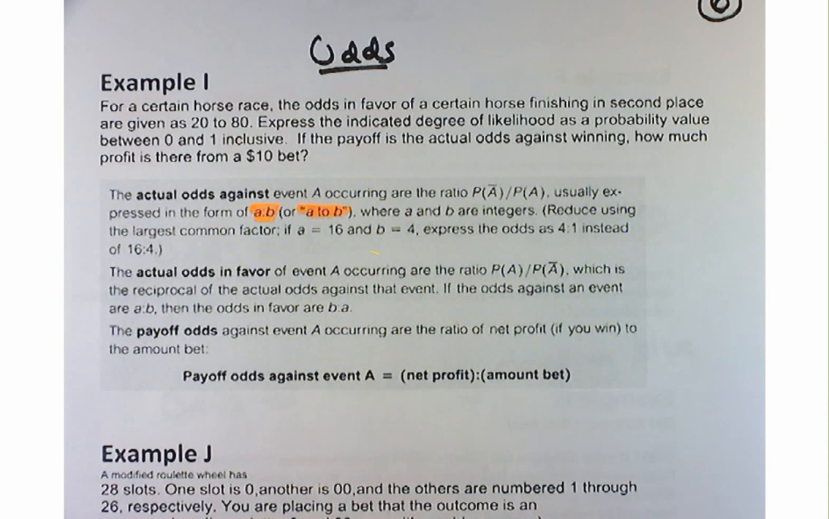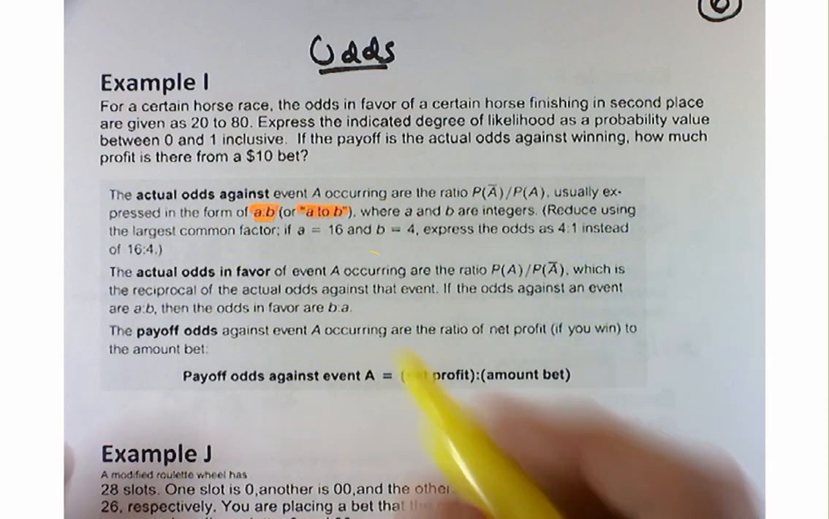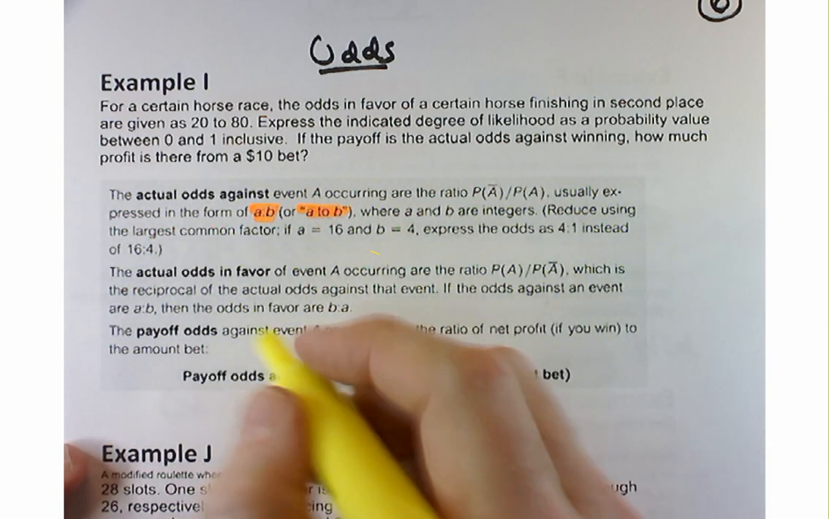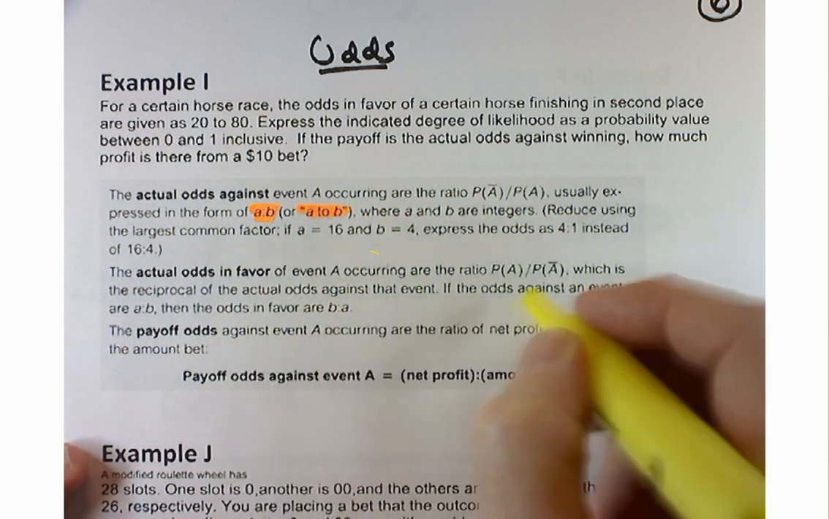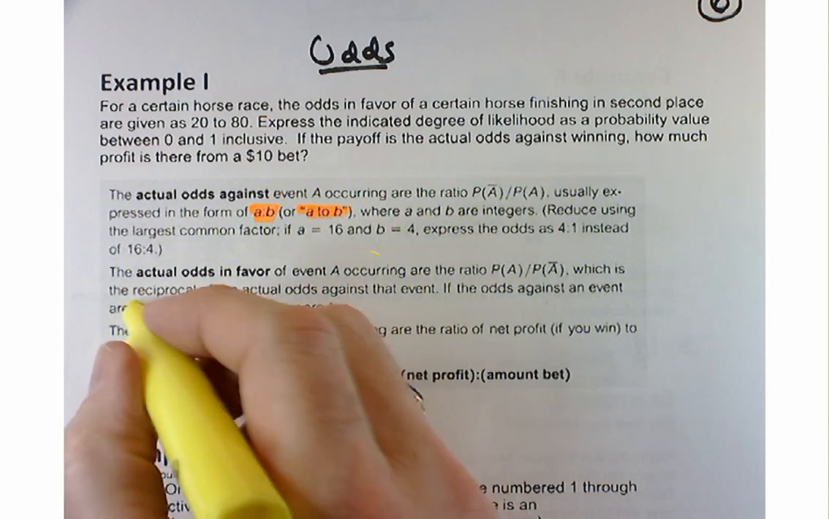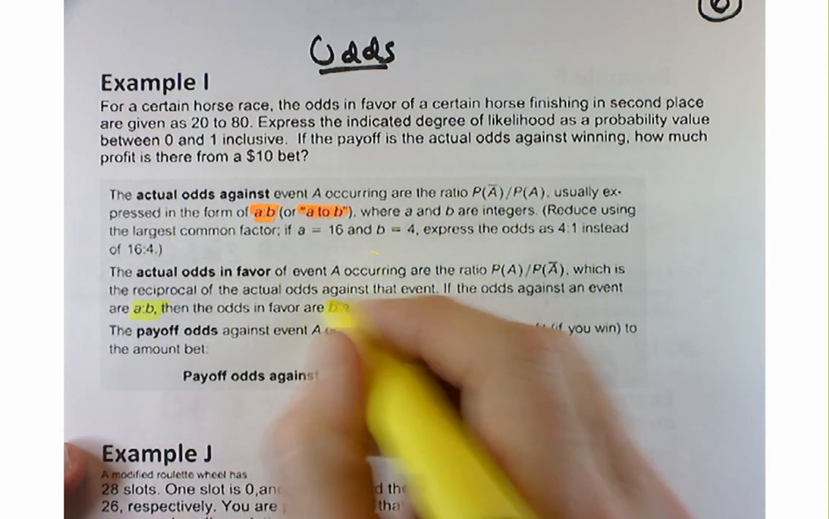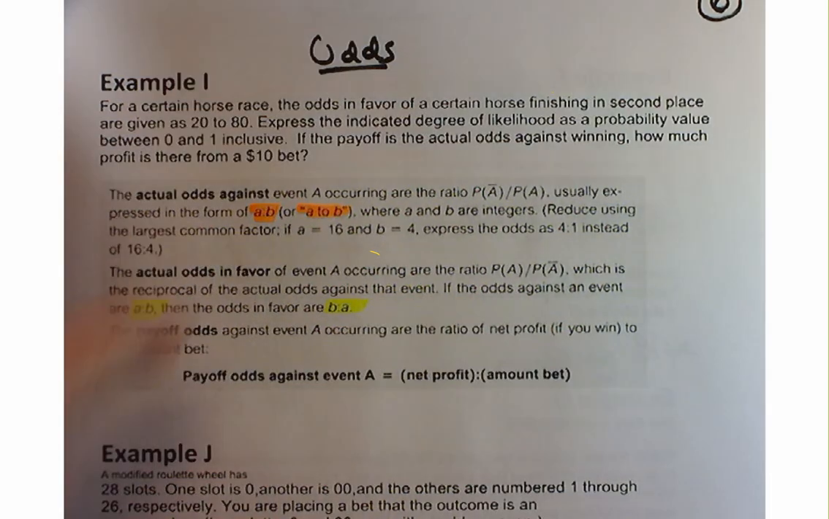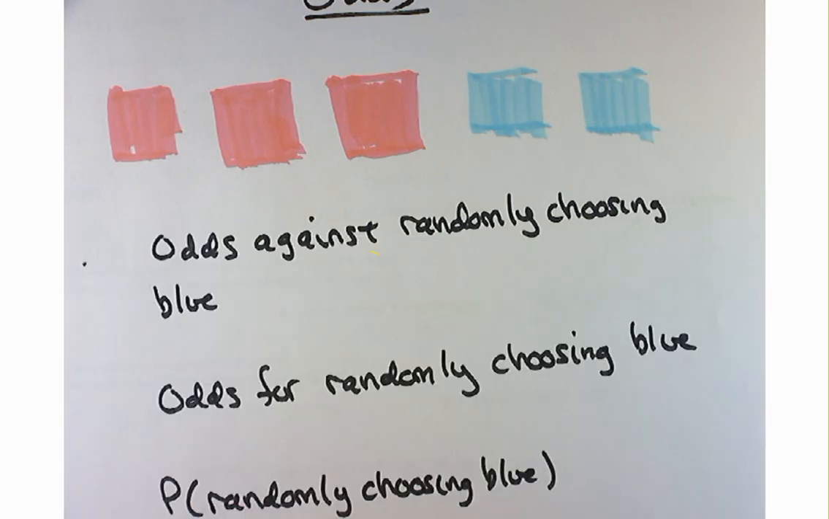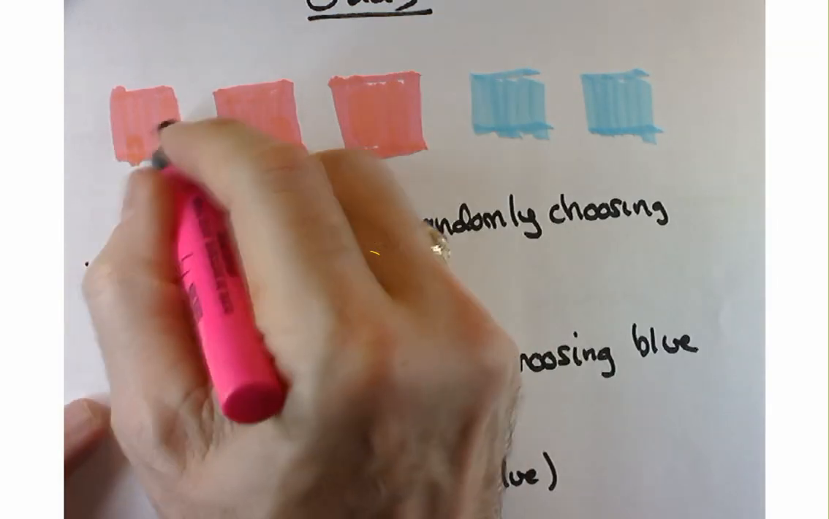And what I want us to start out with is kind of a friendly example where the number of things that we're dealing with is kind of small. So again, odds against an event are A colon B. Then the odds in favor are the opposite of that. Let's take a look at this example. So I've just drawn 5 squares, 3 pink and 2 blue.